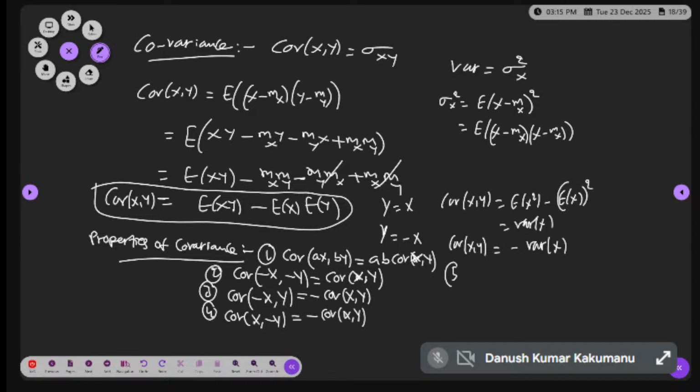Fifth property, if x and y are independent, what is your answer? If x and y are independent, covariance of x comma y is E of xy minus E of x into E of y. E of xy is E of x into E of y, so both are cancelled. What is the covariance? 0. If x and y are independent, covariance is 0.